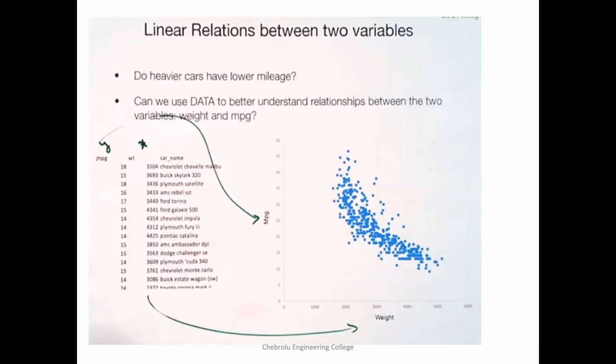We have sample data from the entire data: miles per gallon, 18 miles per gallon. Weight of the car, 3,504 pounds, and the name of the car is Chevrolet. This Chevrolet car weighing 3,504 pounds gives us 18 miles per gallon. Similarly, 400 or 500 such records are available in a CSV file, in a Python data frame.